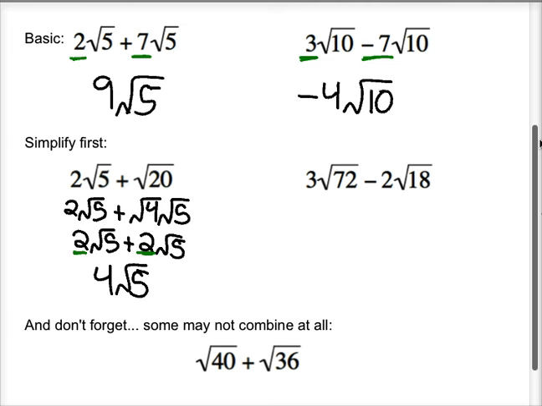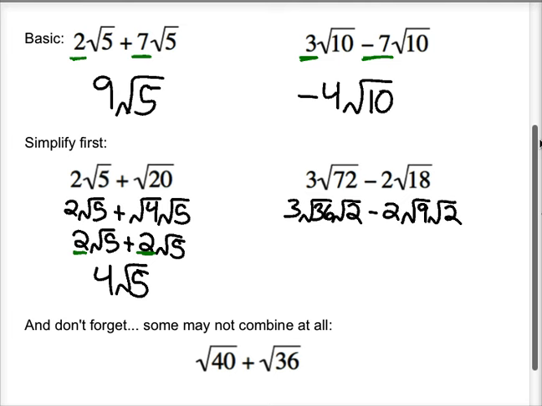And of course, in some cases, you may have to simplify both radicals. So how does the 72 break down? Well, if you look at your perfect square chart, you can see 72 breaks down into 36 times 2. You can see 18 breaks down into 9 times 2. So that chart is still very useful to see what perfect squares end up pulling out.